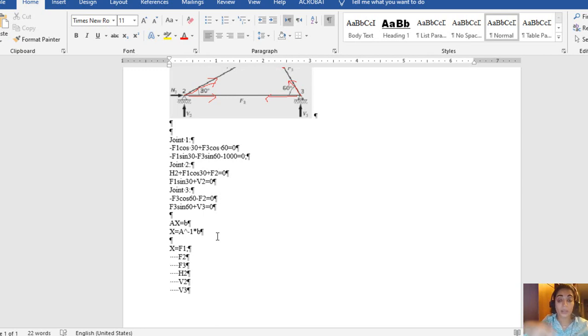Now you're going to see why this order is important. And then A will be basically the coefficients of these unknowns, and B will be the constant. So let's start doing this using MATLAB in the next video.